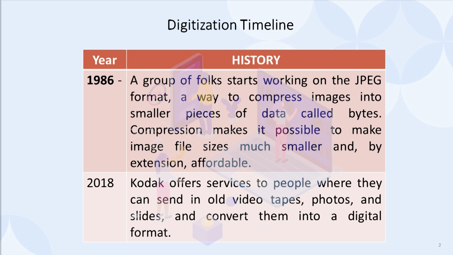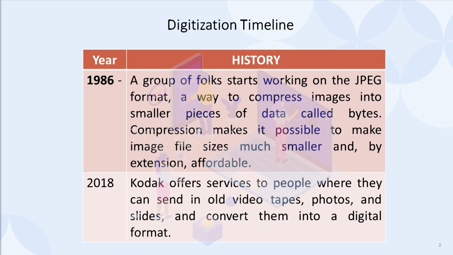Compression makes it possible to make the image file size much smaller and, by extension, affordable, because we have to store the data. If it requires huge storage space, it becomes very difficult to handle such space problems, because every day new pixels are coming. So if you are able to compress the data and the data is available in a smaller size, that way we can go by the JPEG format.